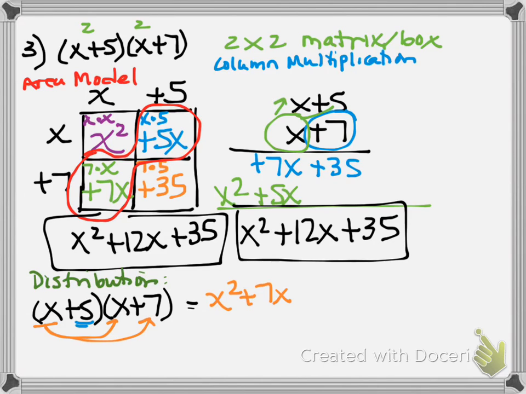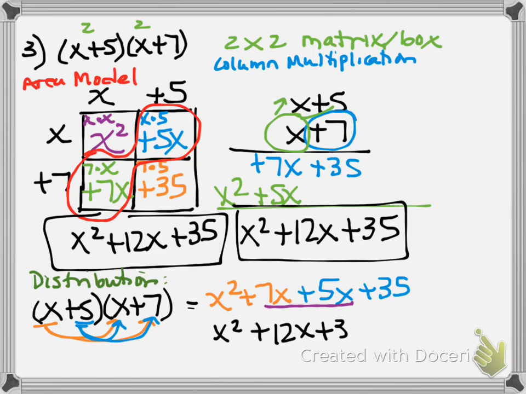So now I'm going to do the multiplication with the positive 5. Positive 5 times x is positive 5x, and positive 5 times 7 is positive 35. And then I look for any like terms. And they tend to be, if my polynomials were written in descending degree order, they tend to be right there in the middle. And I get for my answer x squared plus 12x plus 35.